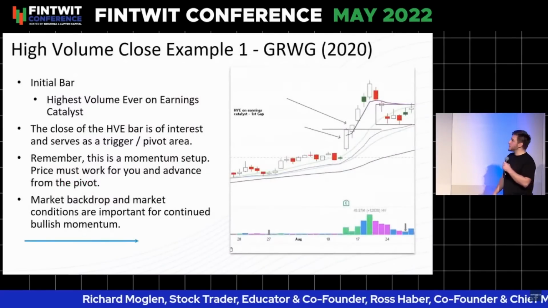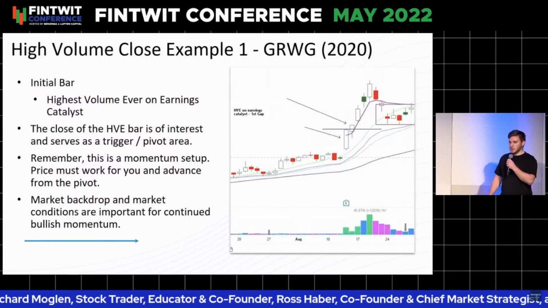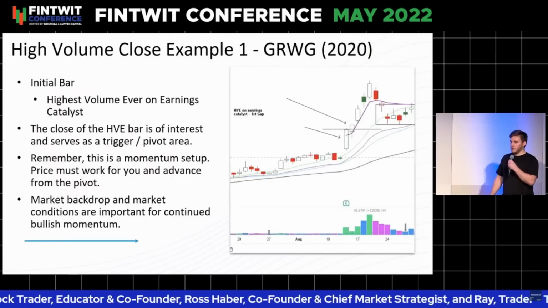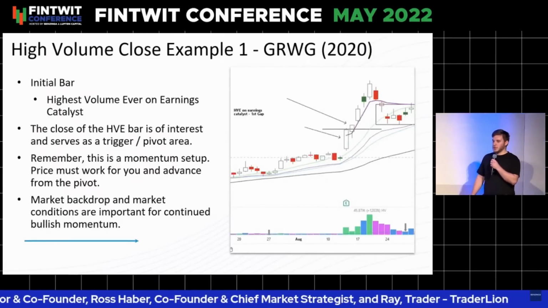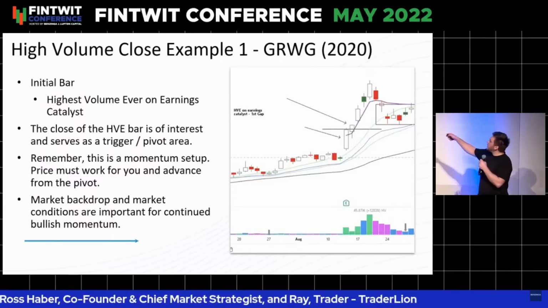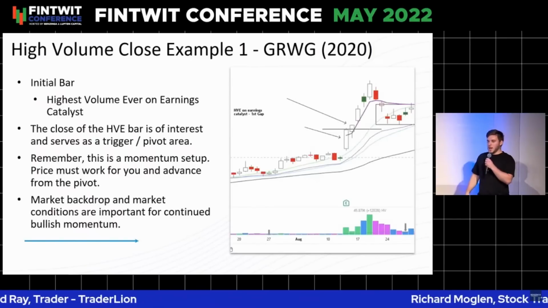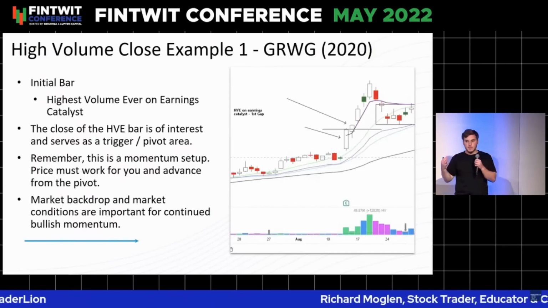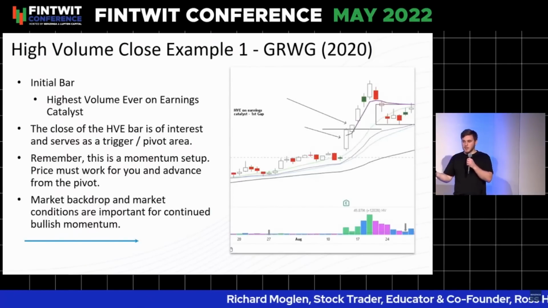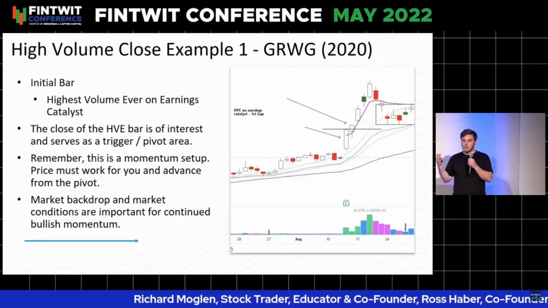So here's the first example for this setup, the high volume close, example 1 from 2020. This is GRWG, and you can see we've got that huge gap up on earnings. This is the pivot point right here through that high volume close. And I think this started a 50-60% move in just a matter of a few days. And that really shows the potential of this setup.